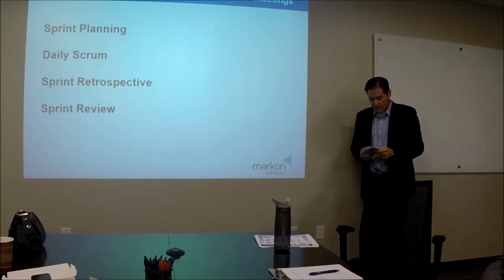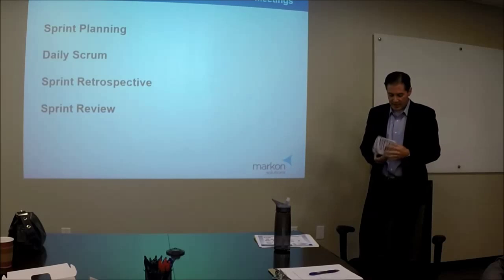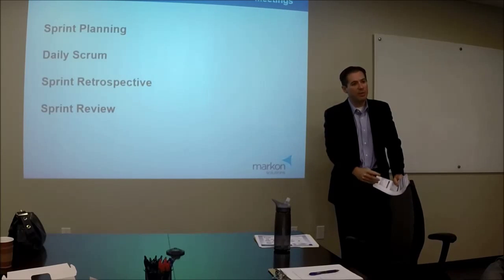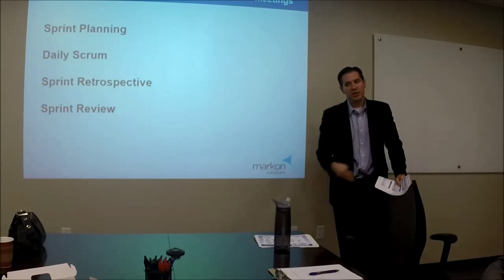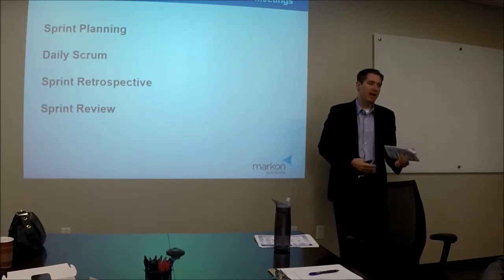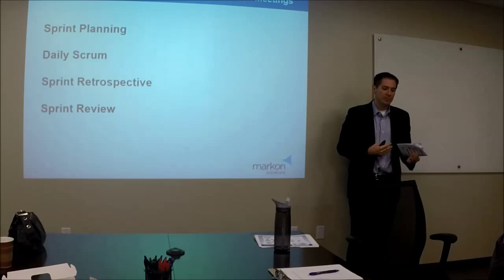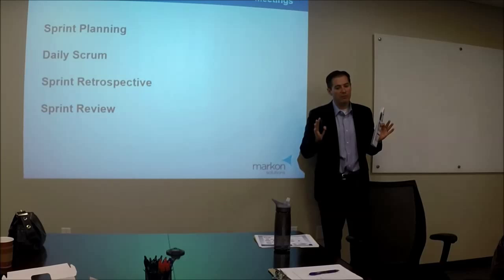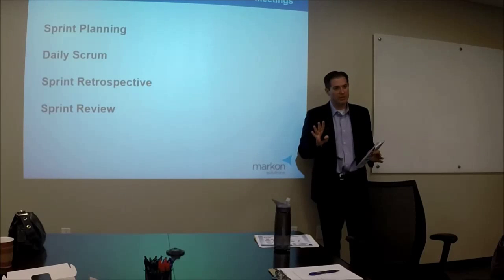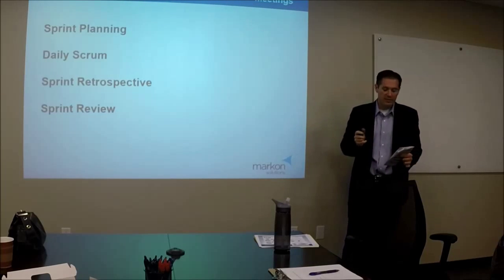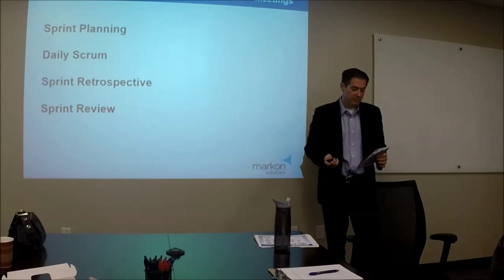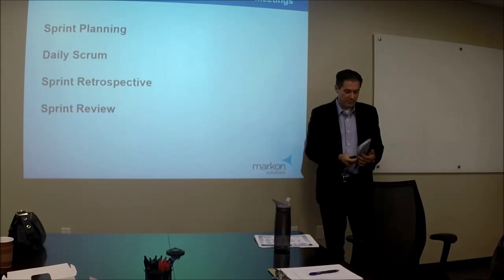Okay, so those are the roles. The next thing is meetings. There's only four types of meetings. Now, you can have other meetings if, in order to get the work done, you need technical exchange meetings, or some kind of design meeting or whatever. It's just that in relation to the Scrum process, there's only four types of meetings. Those four meetings are sprint planning, the daily Scrum, sprint retrospective, and sprint review. So we'll go over all those right now.